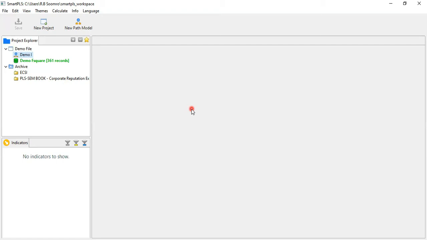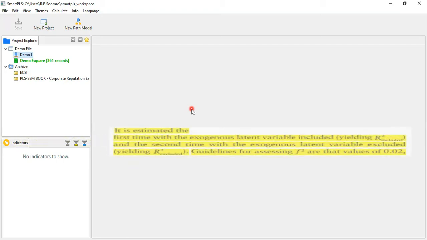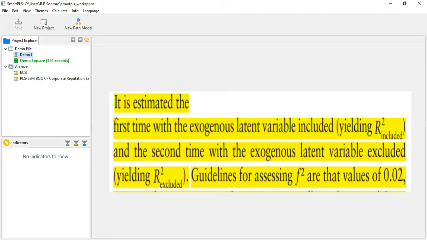Here you are looking, it is estimated the first time with the exogenous latent variables included in the R square. The first time, whatever independent variables are there in the model, and whatever the R square you get. For example, your R square is 52% by including all the independent variables in the model.